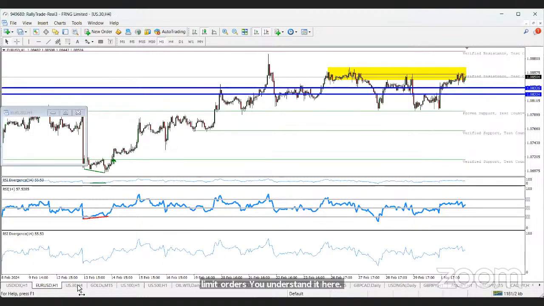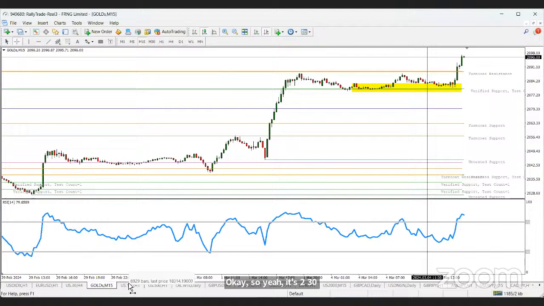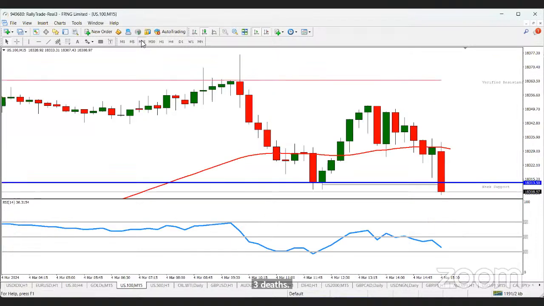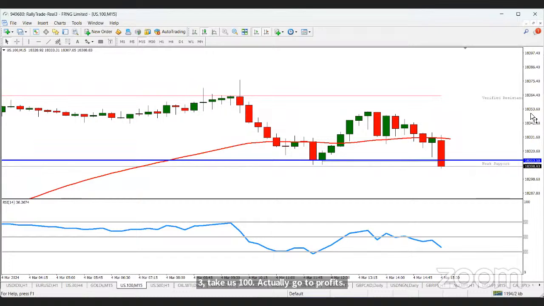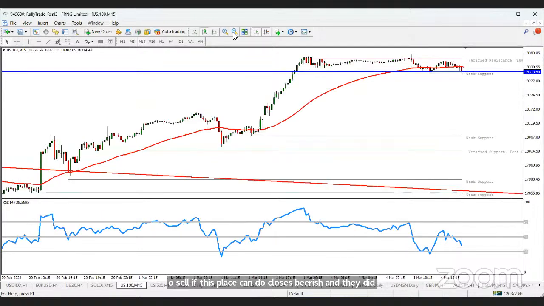Okay. So yeah, it's 2:30 already. What's going on? Oh, sorry, 3:30. US 100 actually got to profit. Yes, so there's a high chance that we did not take this US 100 because we said to sell if this next candle closes bearish, and it did not do that. So there's a high chance that maybe we did not take that sell.